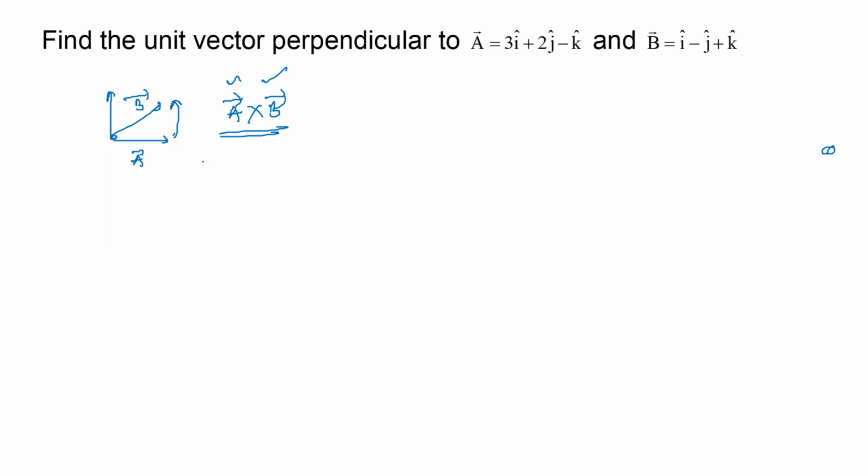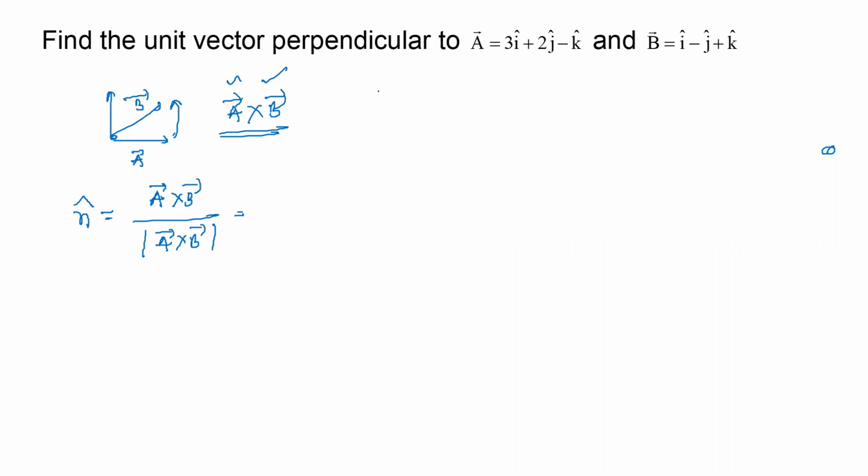And when I'm interested to find the unit vector of that, the unit vector of A cross B is nothing but A vector cross B vector divided by magnitude of A cross B. That is the unit vector along A cross B. That will be the required vector. See here, A is given how much? 3 i cap plus 2 j cap minus k cap, and B is i cap minus j cap plus k cap.